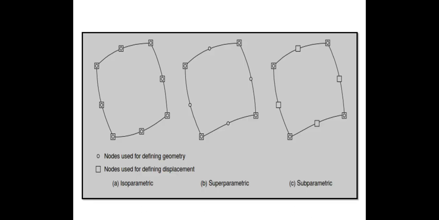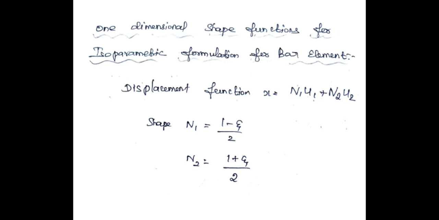It is a diagrammatic representation. Look at the diagram, it has 8 nodes. The node is denoted as a dot. In the first diagram, the isoparametric element, the same nodes define geometry as well as displacement. The second is a superparametric element, entirely different from the isoparametric. It has more number of nodes to define the geometry. In the last one, more number of nodes are used to define the displacement. It is a subparametric element.